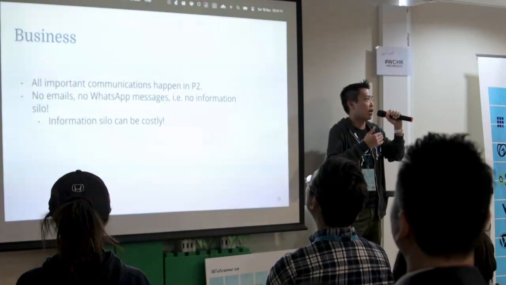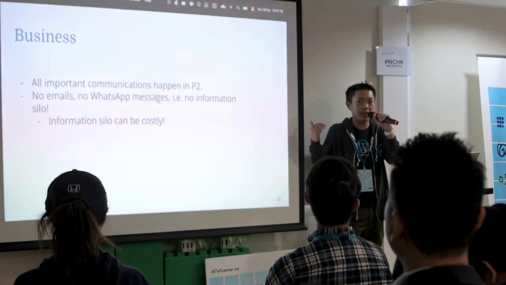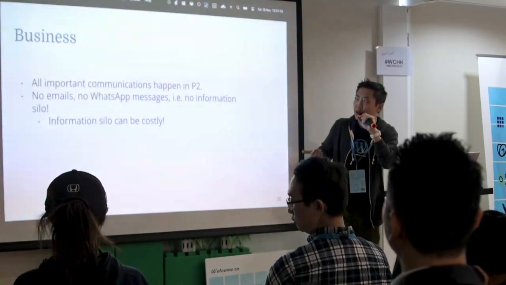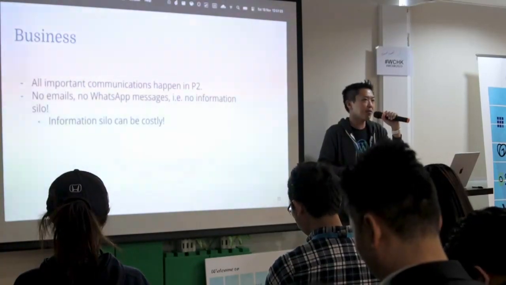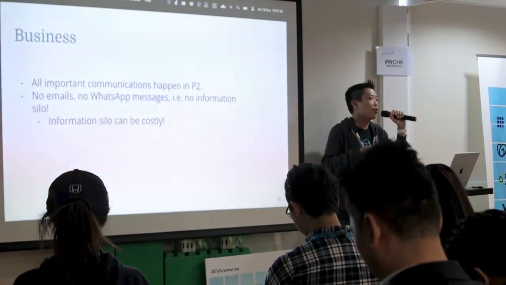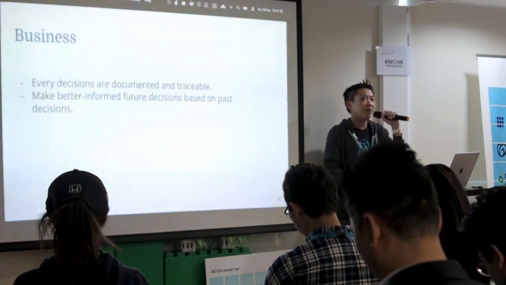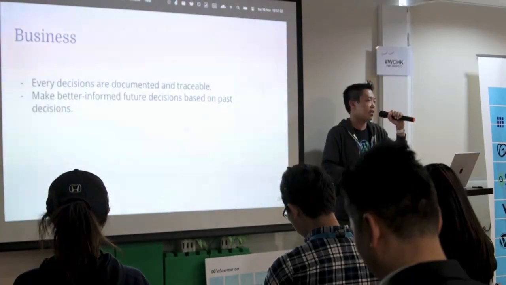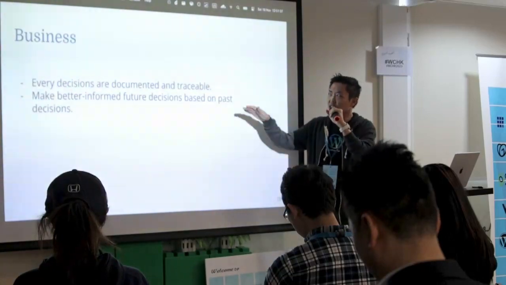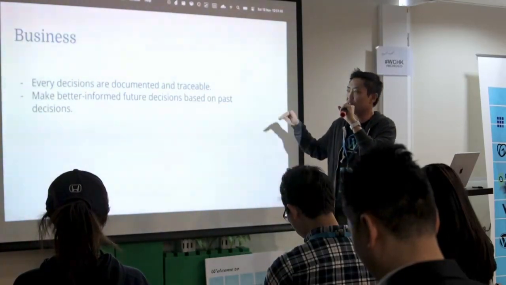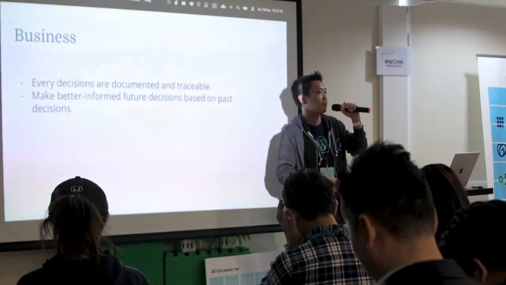But if we are documenting all these things in a system like P2 or any kind of system that you use, you eliminate the information barrier, and that is very helpful for your business in the long run, because you are always able to trace back and find out why we made that decision, that year, 3 years ago, 5 years ago. So every decision is documented and traceable, and because of that, you are able to make better informed future decisions based on past decisions.